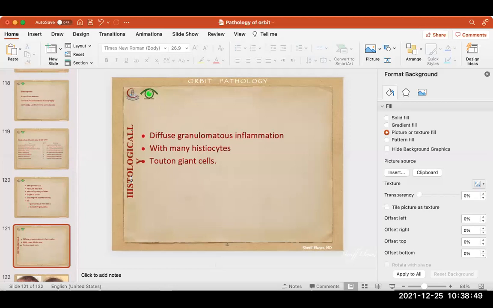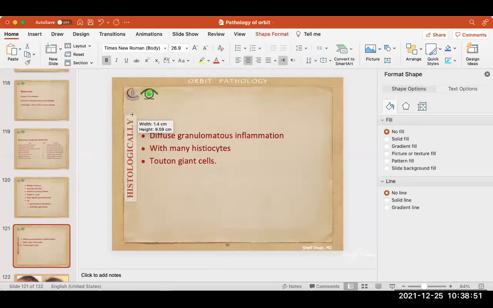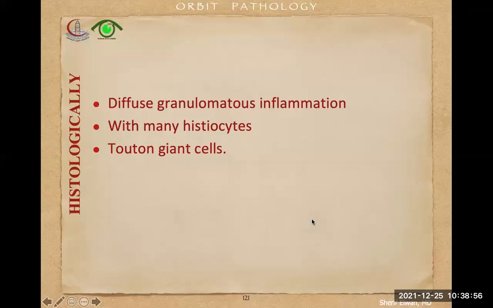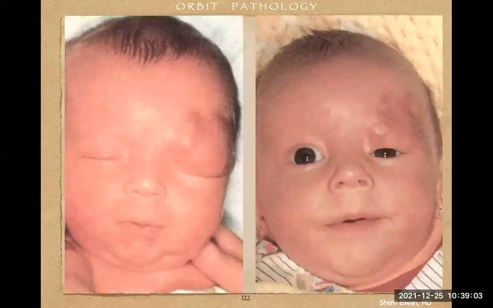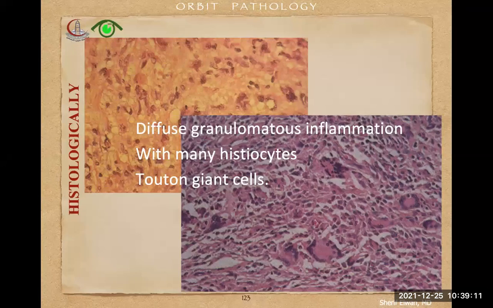Now, under the microscope, it shows diffuse granulomatous inflammation with many histiocytes and two-tone giant cells. This is juvenile xanthogranuloma. Xantho means yellow. Diffuse granulomatous inflammation with many histiocytes with two-tone giant cells, with the multinucleated giant cells with the nuclei arranged in a horseshoe pattern.